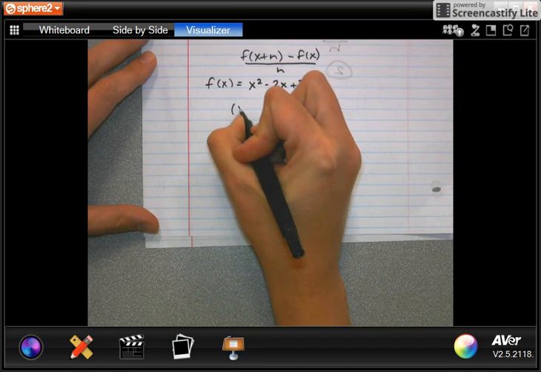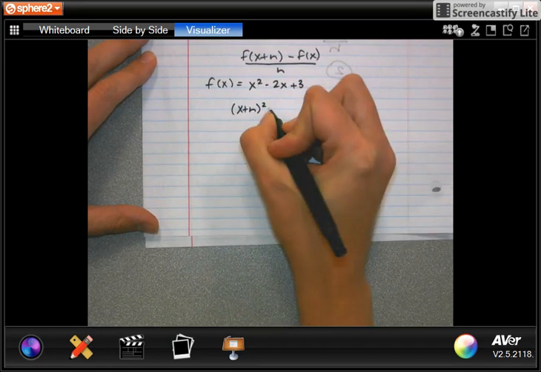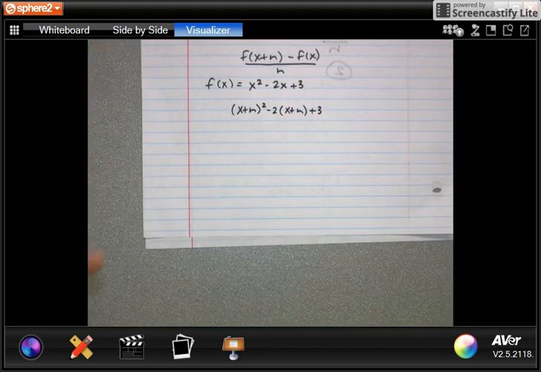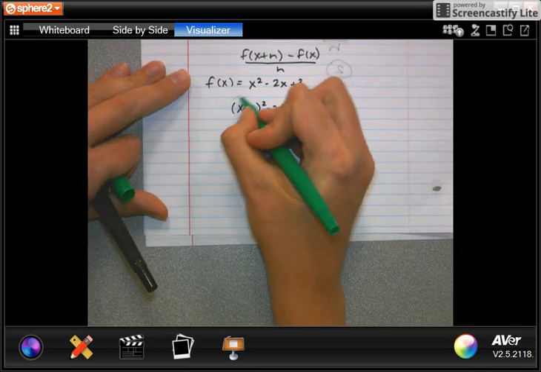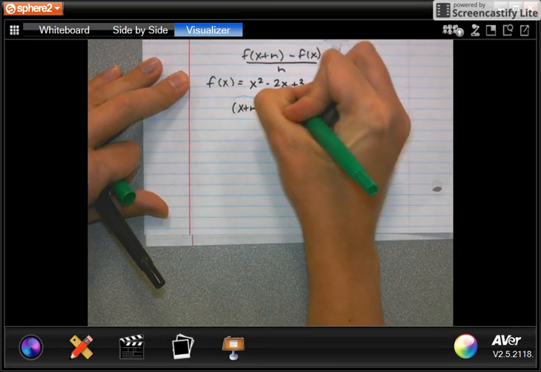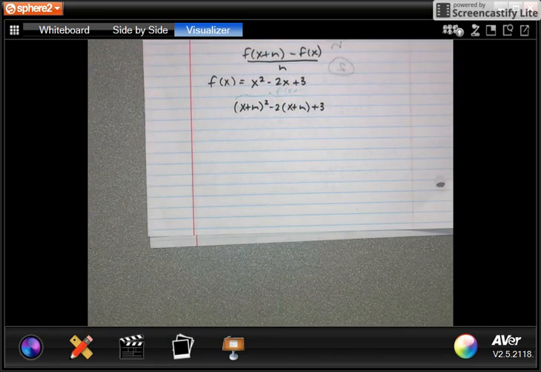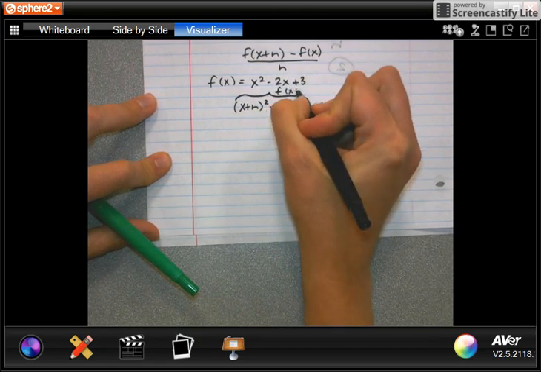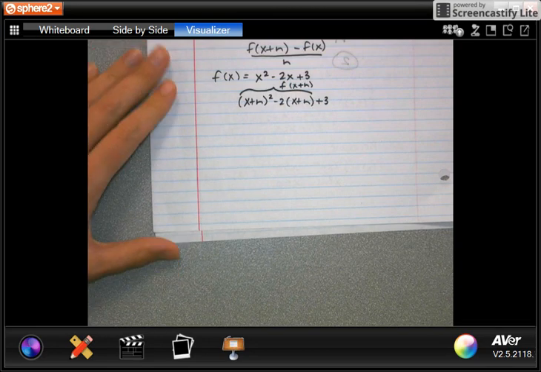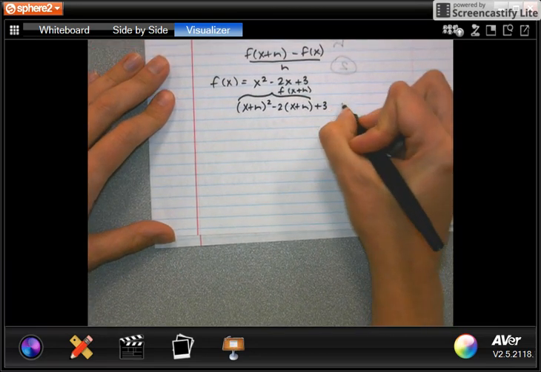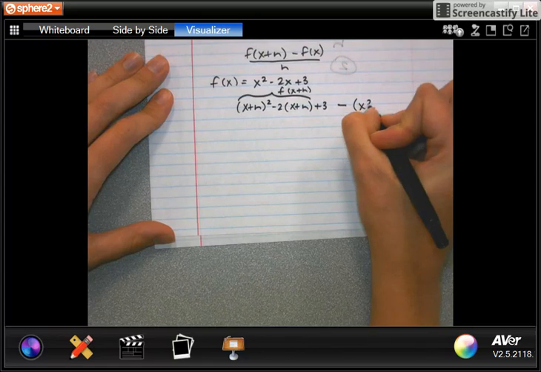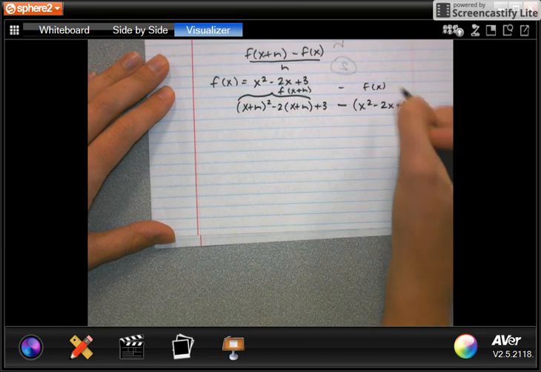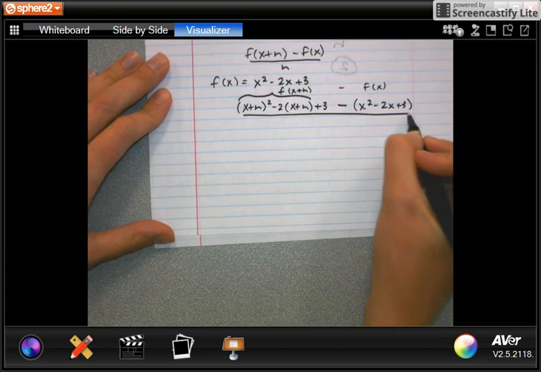So that becomes x plus h squared minus 2 times x plus h plus 3. This whole piece right here is f of x plus h. And I apologize, that green is kind of running out. This whole piece right here is f of x plus h. From there, we need to subtract away f of x. So I'm going to subtract away x squared minus 2x plus 3. I've subtracted away f of x. And all this stuff is all over h.